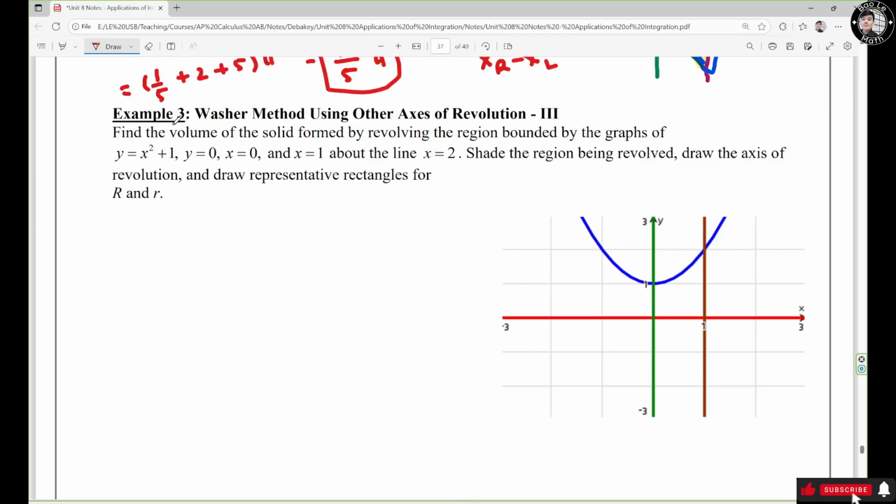Now let's move on to example number 3. In this situation, we're going to revolve the regions about the line s equals 2.